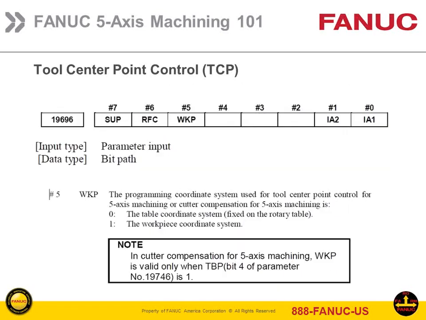Another very important parameter is 19696. This is one where you tell it whether you're working off a table coordinate system or the workpiece coordinate system. It's very important that this is set correctly because, again, if this is set incorrectly, the machine's going to do some strange things, strange moves. Okay, so I can't emphasize enough, some of these parameters, it's very important that they're set correctly.